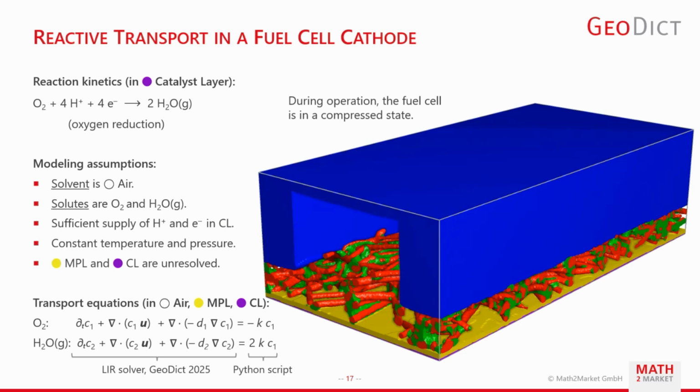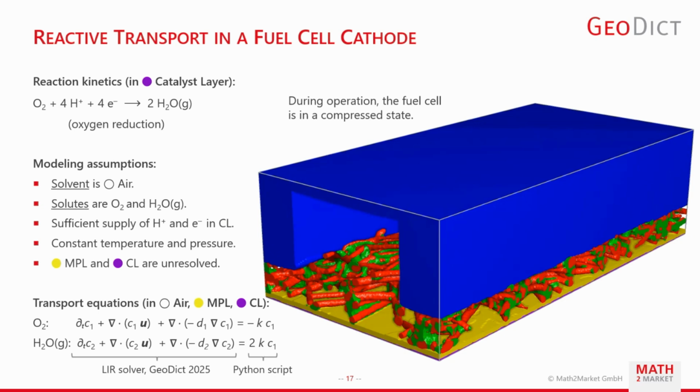This is, by the way, something that can be relaxed in the future, and we actually can simulate the transport through ionomers and so on. We assume that there is a constant temperature. Constant pressure is not true. This is an error on a slide. And we assume the microporous layer and the catalyst layer are unresolved.